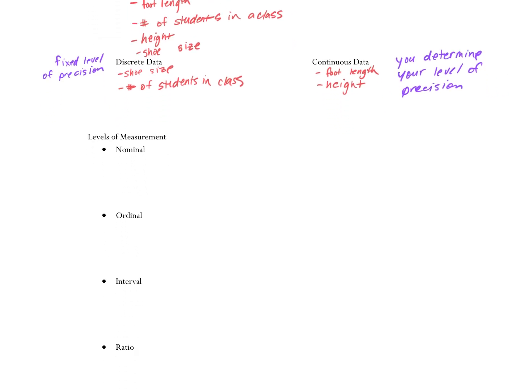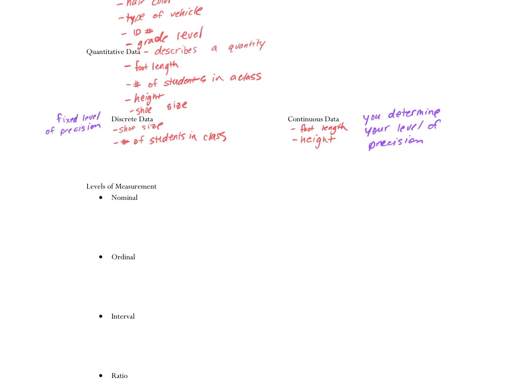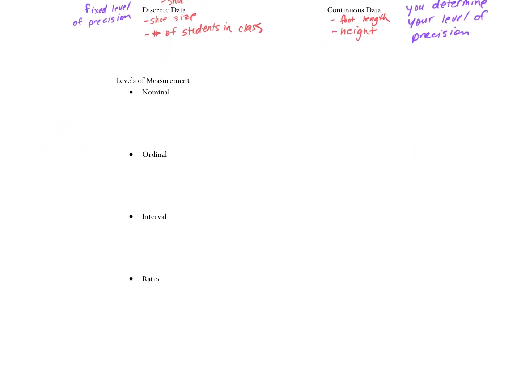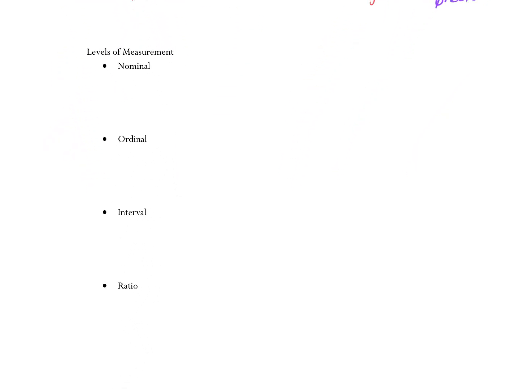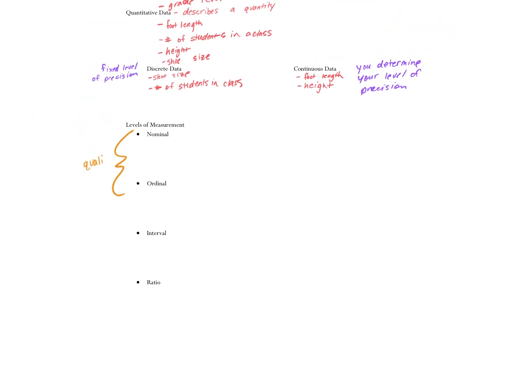All right. And then with each measurement, whether it is qualitative or quantitative, we have these levels. And nominal and ordinal describe qualitative. Can you still show the top a little bit? Okay.